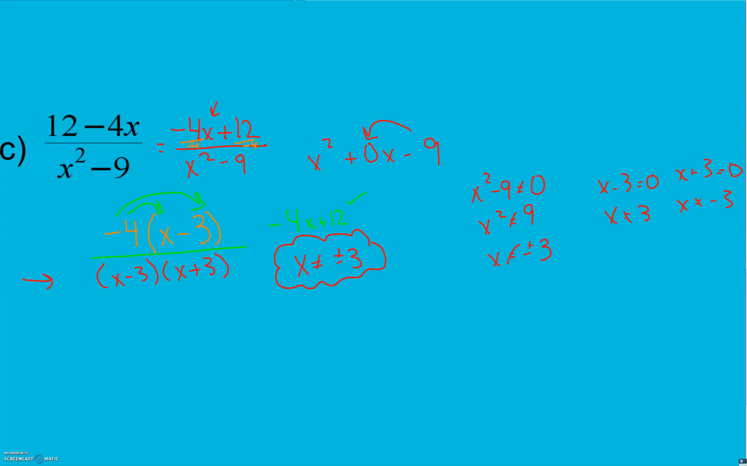Now, we can simplify here because x minus 3 divided by x minus 3 is just 1. That leaves me a final answer of negative 4 over x plus 3, as long as x is not plus or minus 3. And again, we can see the minus 3, we can't see the plus 3 because that canceled out, but we still need to list it as a restriction. I'm going to stop this one here.